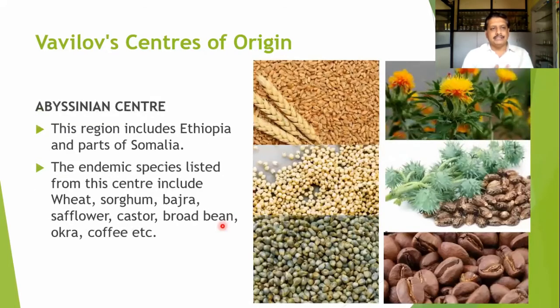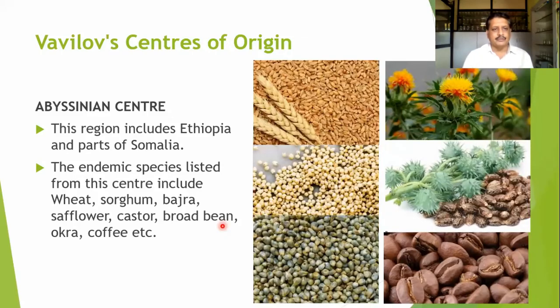Another center of origin is the Abyssinian center of origin, located in Ethiopia and parts of Somalia. The endemic species of this region include wheat and sorghum, bajra varieties. Then safflower, which we call करडी. Then castor beans, broad beans, coffee, okra. These can be observed and originated from this location.